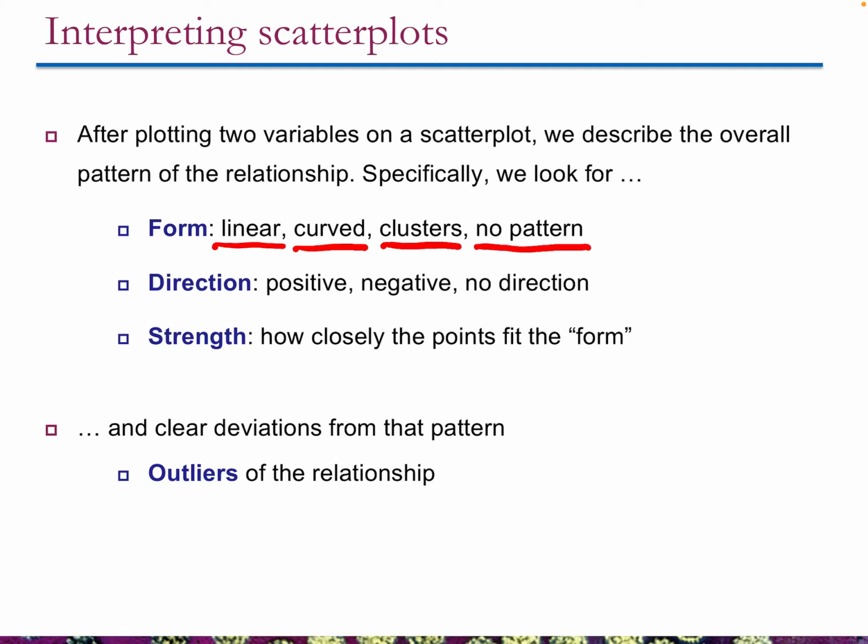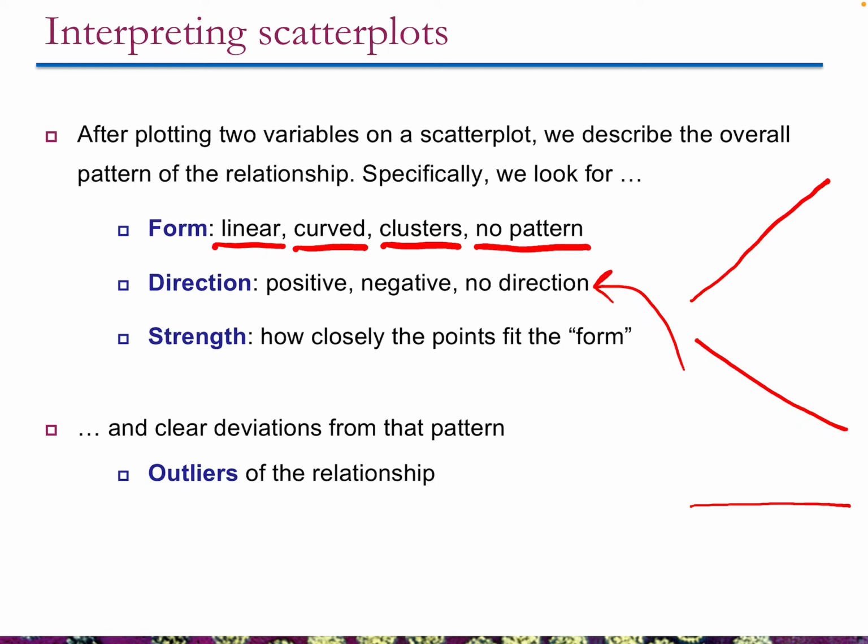Direction. Do we have a positive slope? Do we have a negative slope? Or do we have no slope, a horizontal line, no direction? That's what we're looking for in terms of direction. And then finally, strength: how closely the points fit the form. Are they widely scattered along the axis of the scatter data points, or do they sit very close to an imaginary line running through the data points? We'll see examples of that here in a moment.